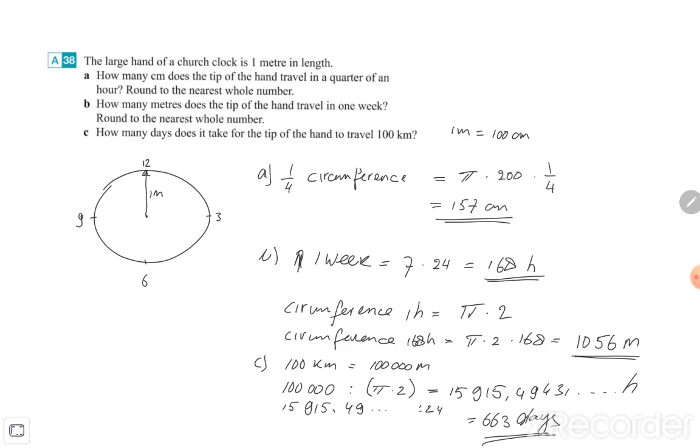Very important is that you convert the 100 kilometers into meters, because they gave you the large arm in meters. Then we look at how many times the circumference fits in those 100 kilometers. Then we have the hours, and if we divide the hours by 24, then you get your days. And this was exercise 38.